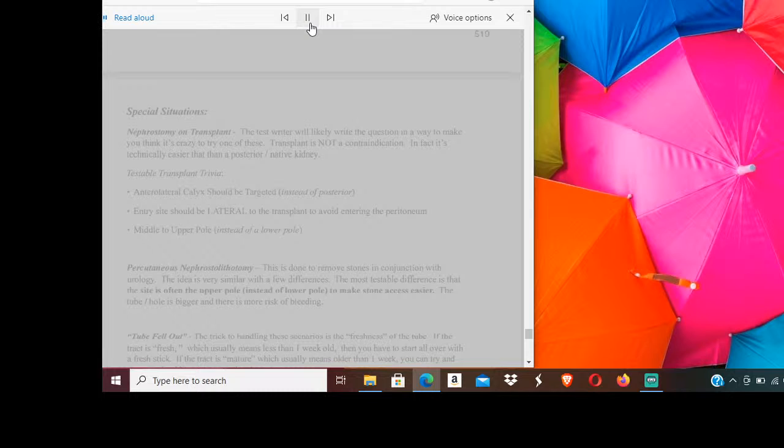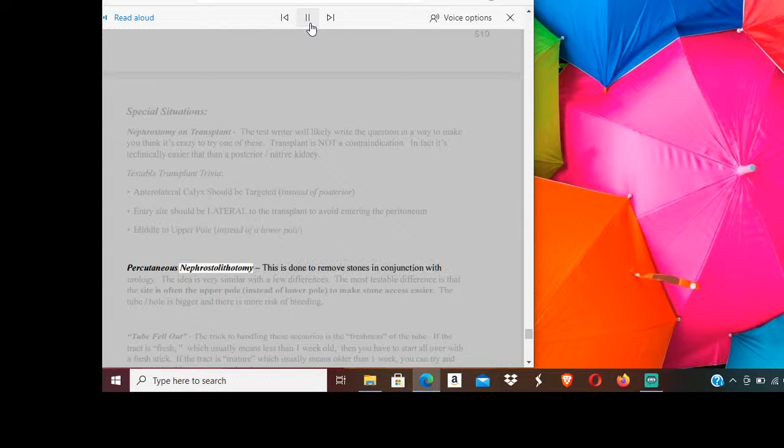519. Special situations. Nephrostomy on transplant. The test writer will likely write the question in a way to make you think it's crazy to try one of these. Transplant is not a contraindication. In fact, it's technically easier than a posterior native kidney. Testable transplant trivia. Anterolateral calyx should be targeted instead of posterior. Entry site should be lateral to the transplant to avoid entering the peritoneum. Middle to upper pole instead of a lower pole.